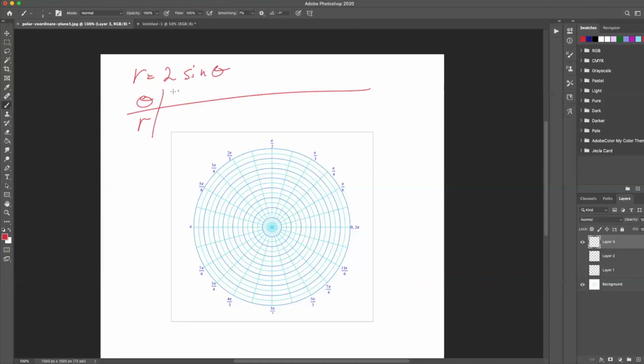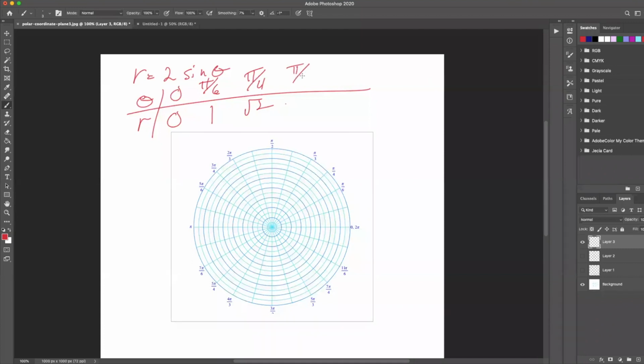When theta is equal to 0, sine is 0, so you get 0, right? When theta is equal to pi over 6, sine is a half, so 2 times a half is 1, right? When pi over 4, you get 2 times square root 2 over 2, which is just square root of 2. Okay.